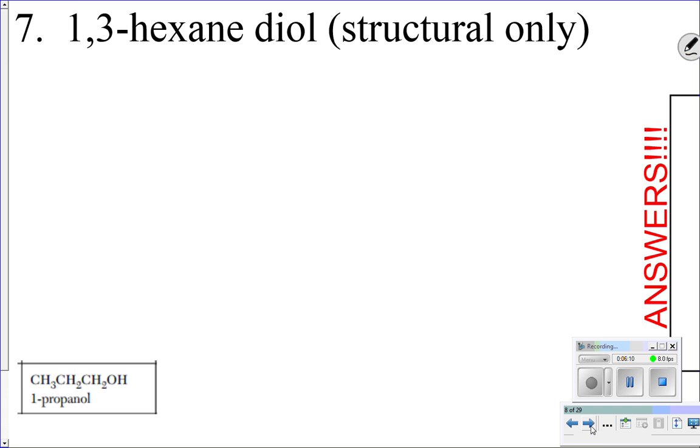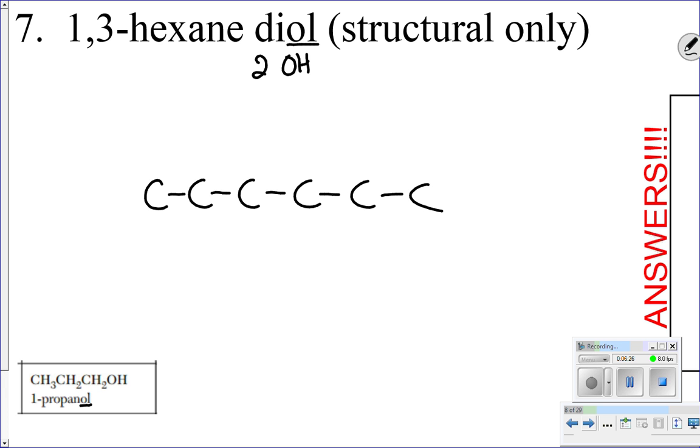Hexanediol is actually a little bit beyond what you need to know. It is closely related to an alcohol. This is just going to be what we call a diol because it actually has 2 OH groups in it. So hexanediol means I'm going to draw 1, 2, 3, 4, 5, 6 carbons in a row. This 1, 3 is relating to those 2 OH groups.